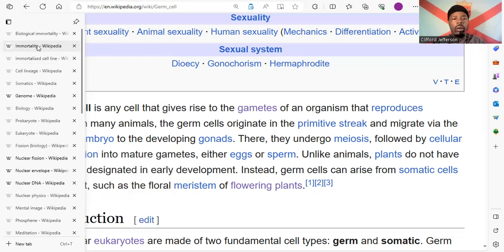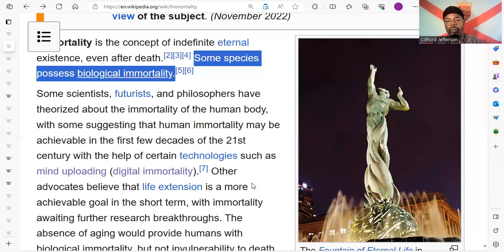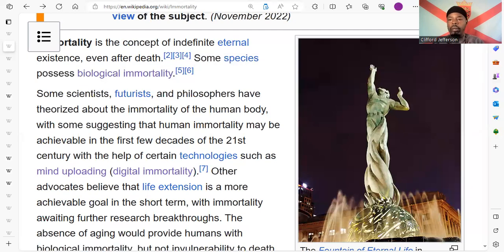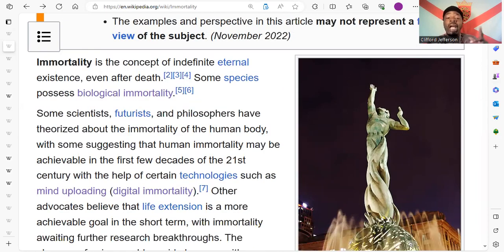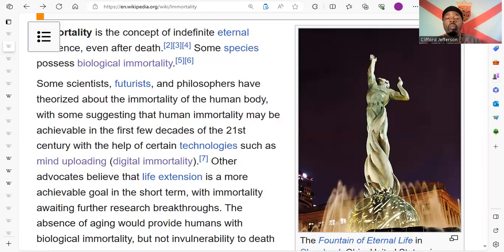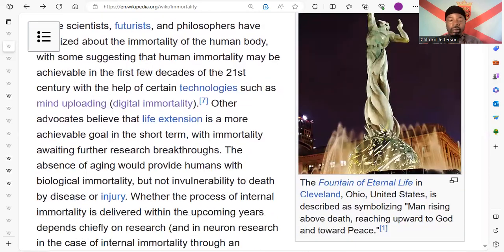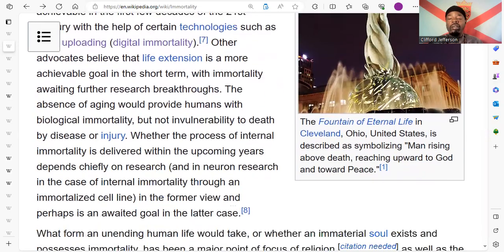Back to immortality. Immortality is a concept, as we just read, of an indefinite eternal existence even after death. Some species possess biological immortality, so it's capable of being obtained. All right, but the only way it can be attained is through what we call mind uploading, through mental imaging, which we call meditation. All right, meditation, you can achieve this.